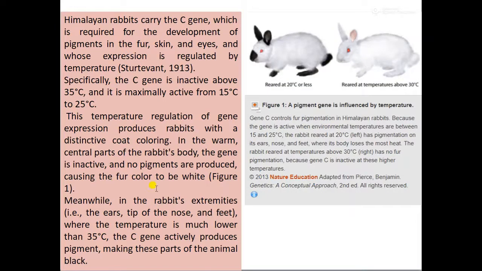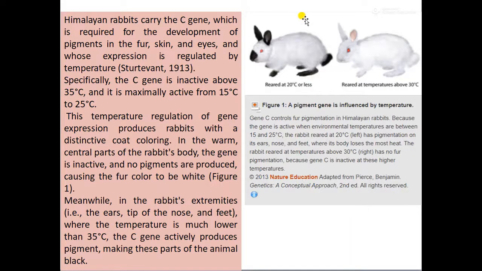Now, a similar case is also found in Himalayan rabbits, and they carry a C gene, which is required for the development of pigments in the fur, skin, eyes, and so on. It has been found that this C gene is inactive above 35 degrees centigrade, and it is maximally active at 15 to 25 degrees centigrade. So, in most organisms, the body temperature is close to 35 degrees centigrade. In the regions of the body where the temperature is close to 35 degrees centigrade, the C gene will become inactive.